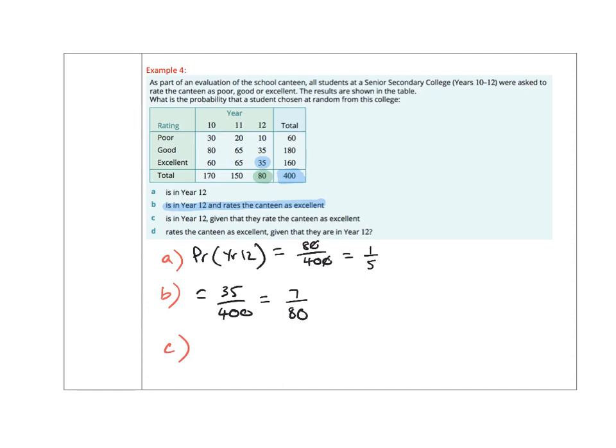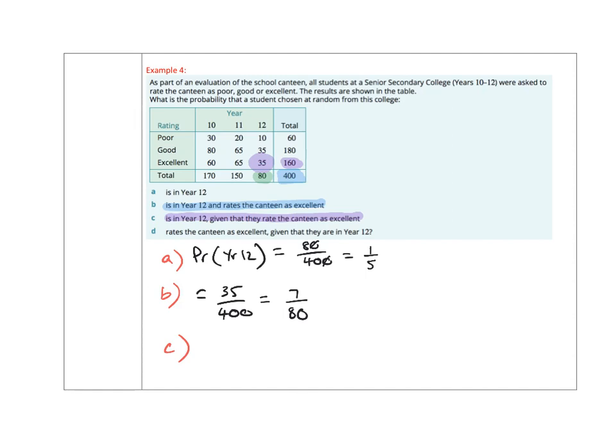Now part C says that the student is in year 12 given that they rate the canteen as excellent. Now here's where we stray a little, but not much. If they're in year 12, well, there's 80 students in year 12, and given that they rate the canteen as excellent, there are 160 students who do that, we can see here. But we know that only 35 of the year 12s rated it as excellent.